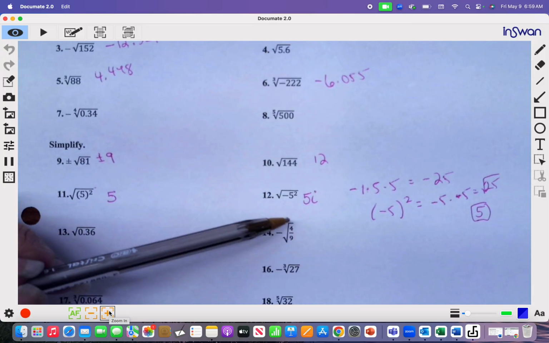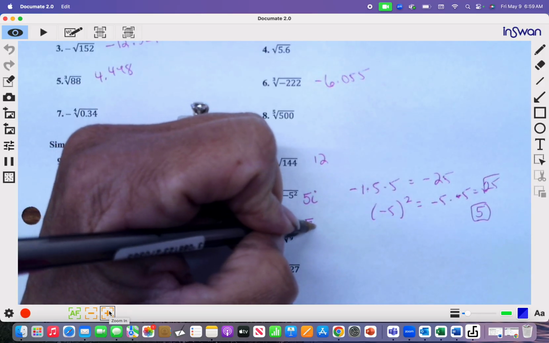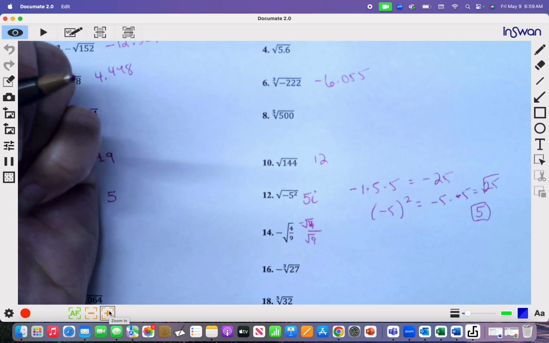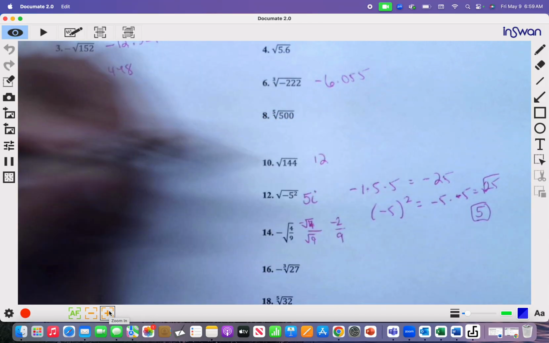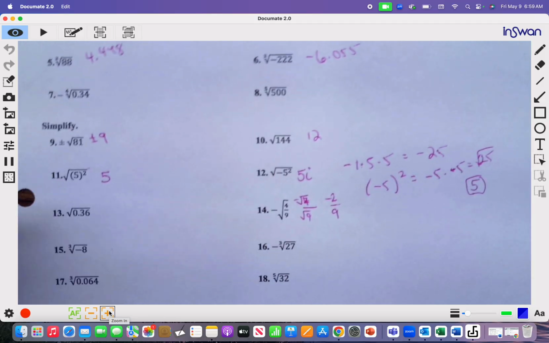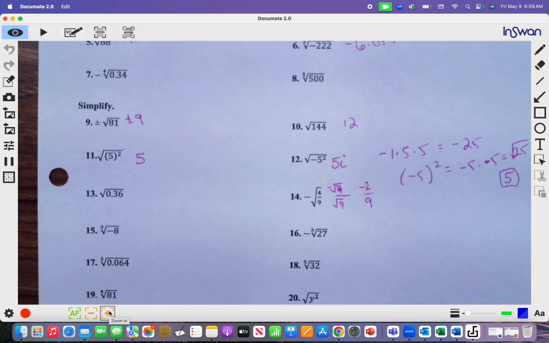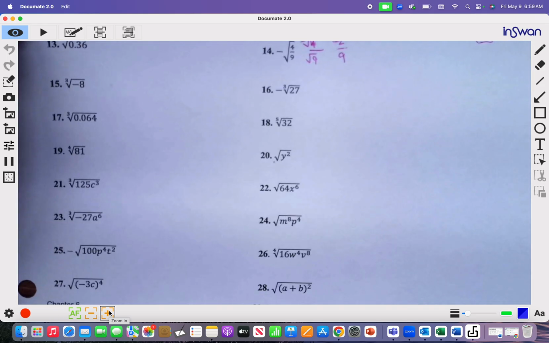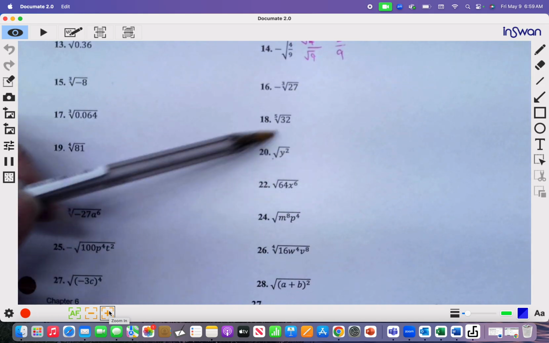When we have a fraction, I can take the square root of the top number and the square root of the bottom number, and since there's a negative here, my answer is negative, so negative 2/9. So you're just going to use the calculator for most of these. And then when we get to the ones with the variables and exponents, now we have to think about our absolute value rule, which applies to this one.